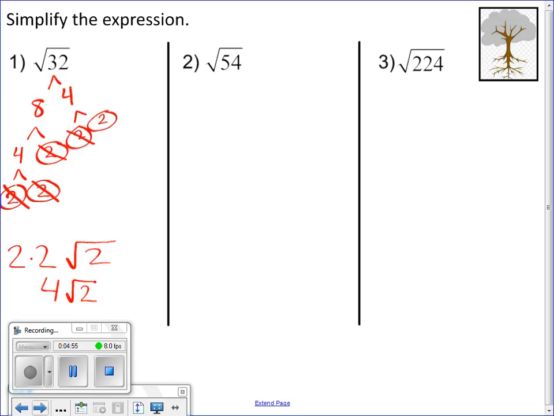If you have a calculator in front of you, try something for me. Type in the square root of 32. Tell me what you get. 5.6 something. Okay, type in 4 times radical 2.